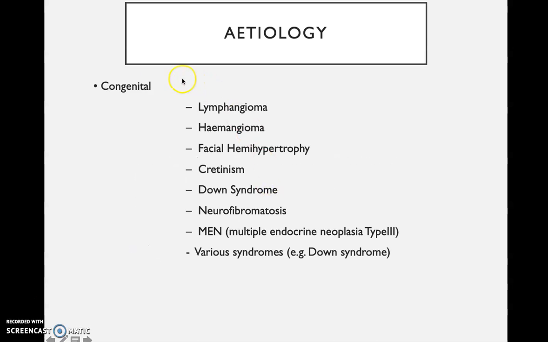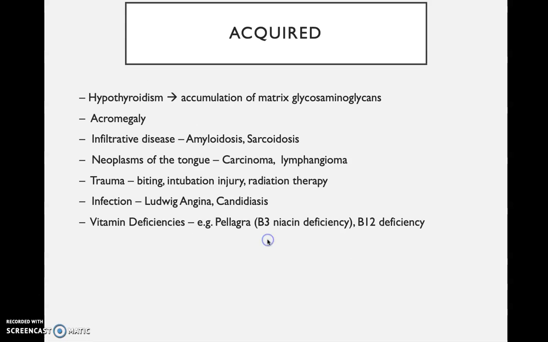Okay. So if it's congenital, it can be because of lymphangioma, hemangioma, facial hemihypertrophy, cretinism. Okay, you remember cretinism because of your thyroid, Down syndrome, neurofibromatosis, a benign tumor, multiple endocrine neoplasia type 3, or other various syndromes.